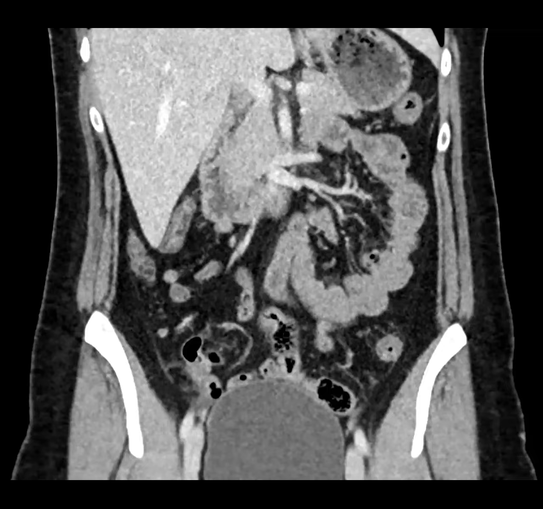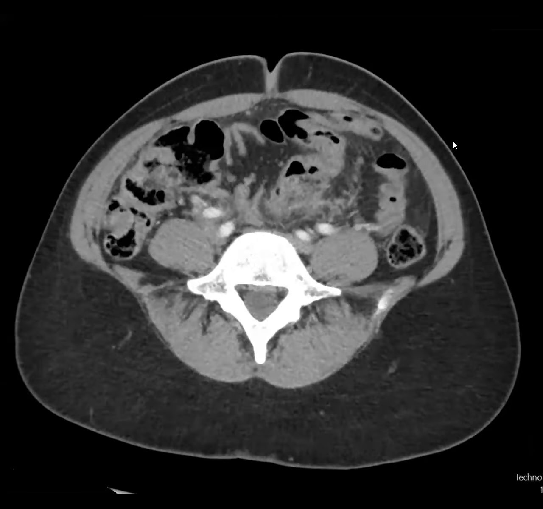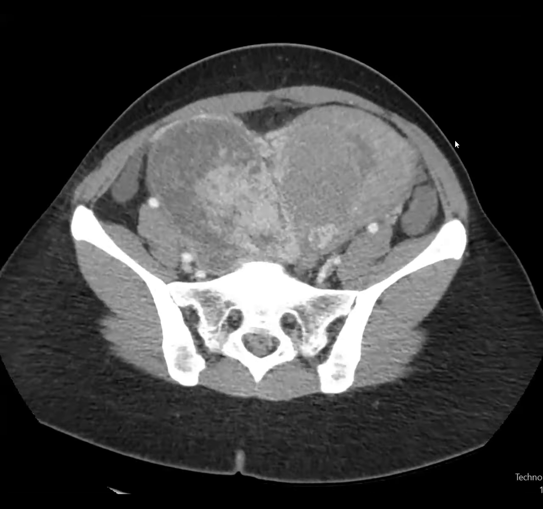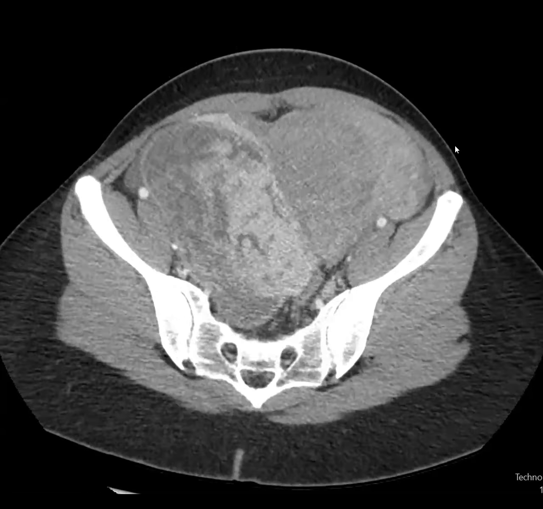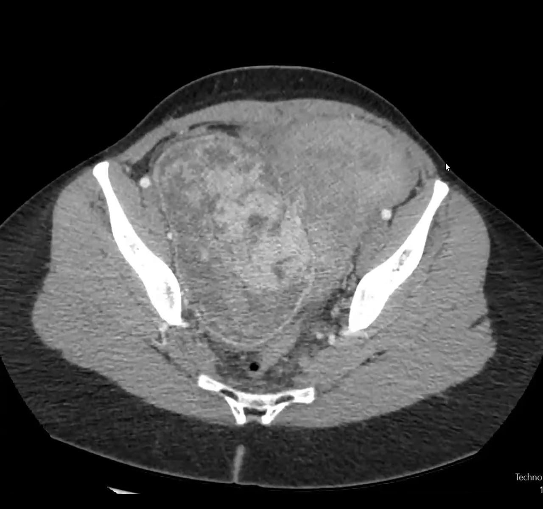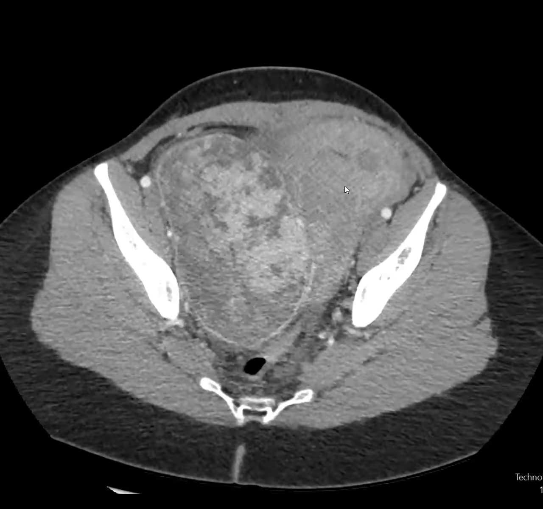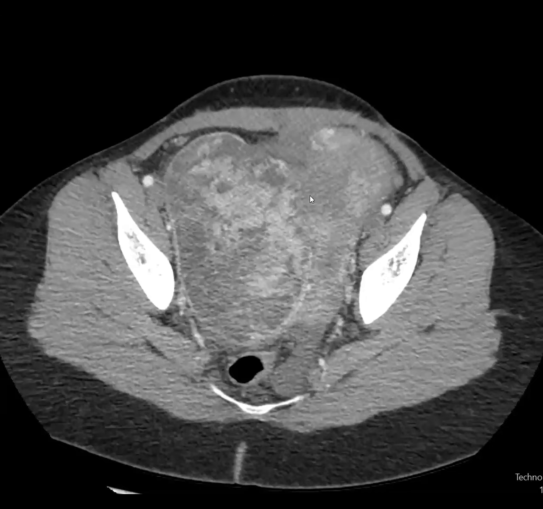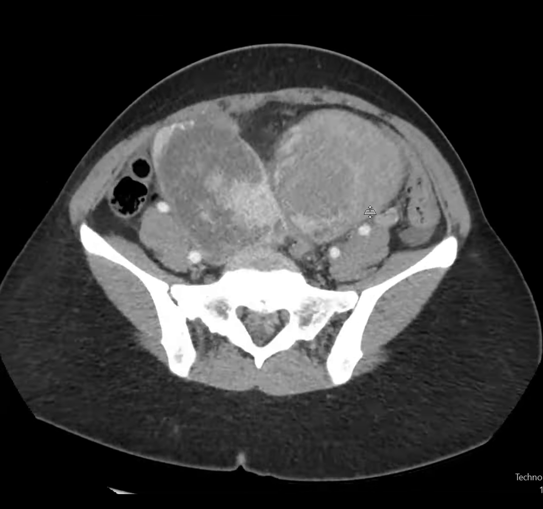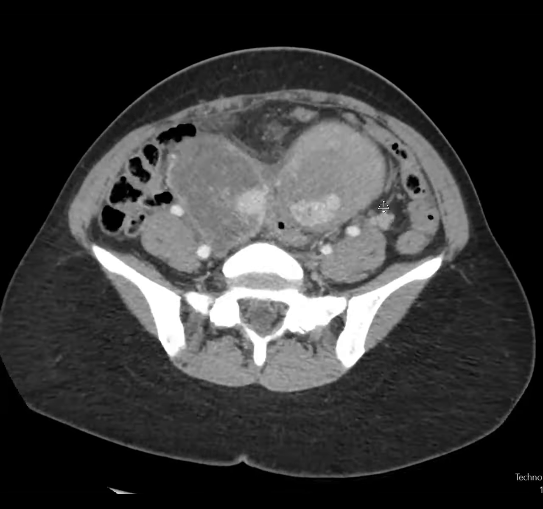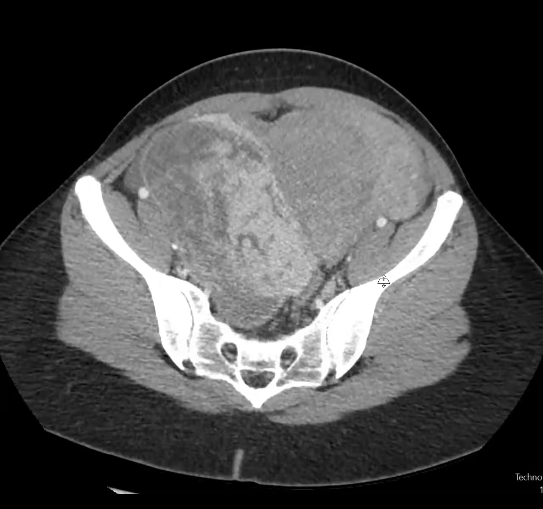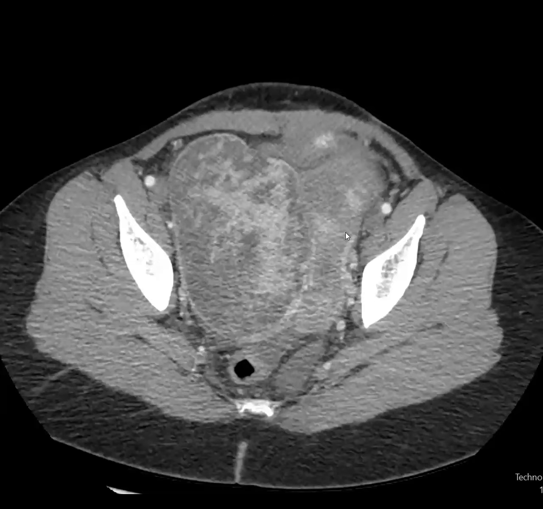Okay, hold on one sec. Okay. So this is a lesion. Where is it coming from? This is the uterus here. And you can see that there's actually a stalk coming from the uterus onto this exophytic heterogeneous lesion. And there's a fibroid there. There's a fibroid down here.